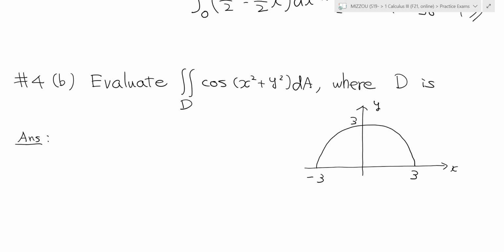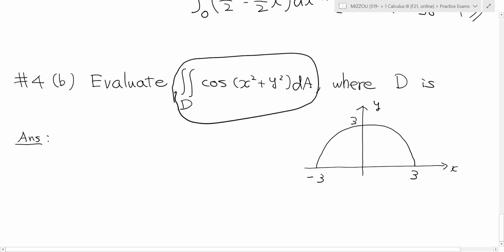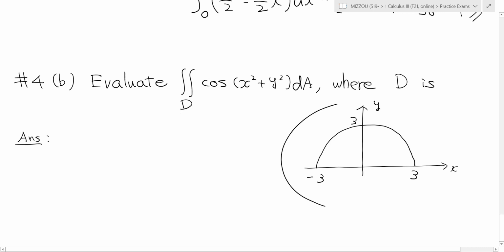Problem number 4, part B. Evaluate this double integral where D is the region given here. But to be precise, everything inside this half disk, semi-disk, whatever they call it. This part. So this is a typical problem for using polar coordinates. So let's use polar coordinates.